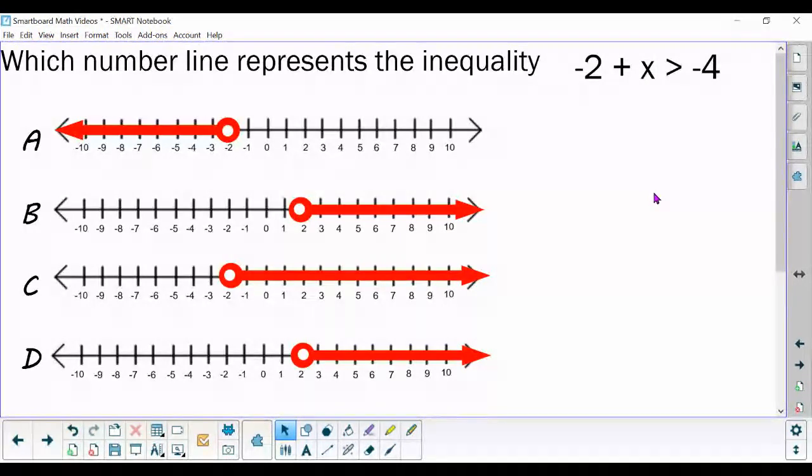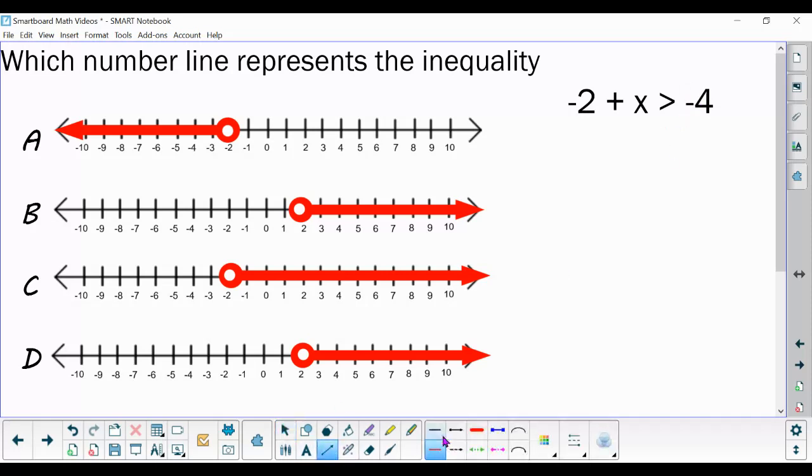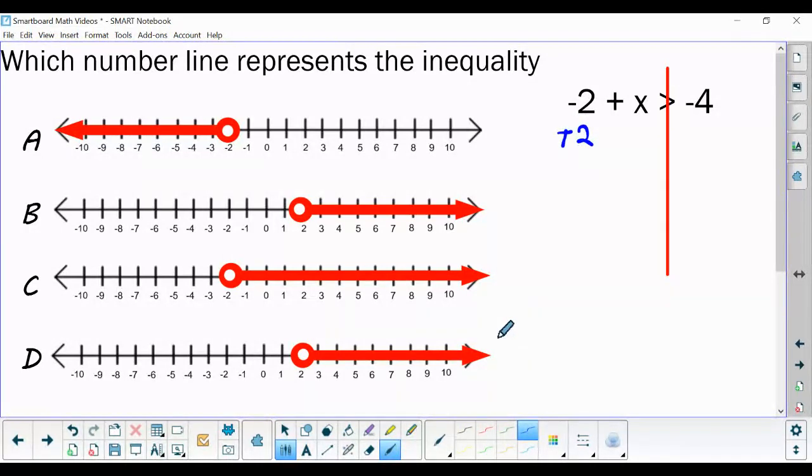All right, so right here, we have another inequality. And what you want to do is put a line right through the middle, just like we did before. And this time, you have a negative 2 plus x. So again, you want to have the x by itself. So we need to get rid of negative 2. It is a negative 2. So we should be adding a positive 2 to create a 0 pair. A positive 2. When you do that, you must also do it to the other side.